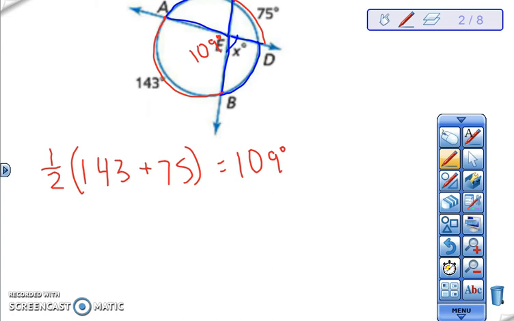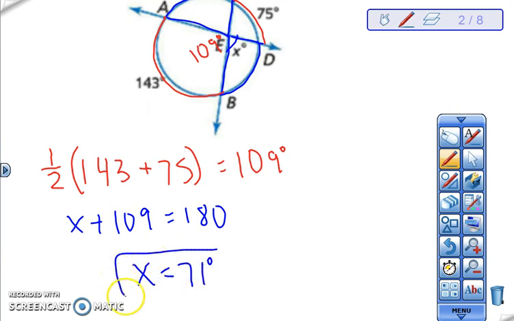I noticed that the 109 and the X form a linear pair. Therefore, the X and the 109 should add up to 180. So X is going to be 71 degrees.